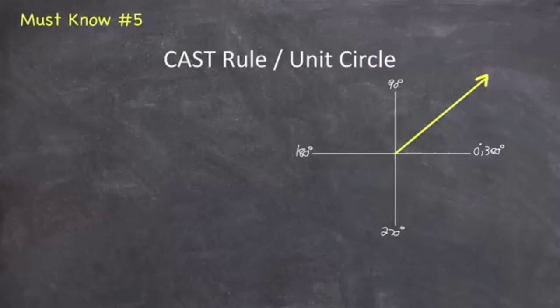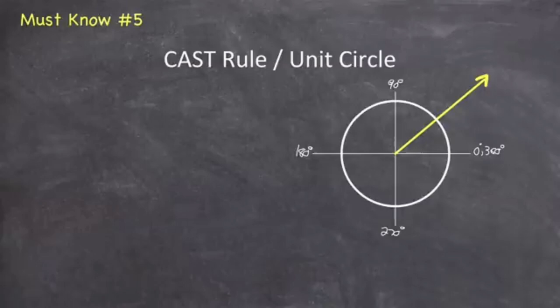Let me show you by drawing a circle that has a radius of 1. And I should also mention that this unit circle, whose radius is 1, is centered at the origin. Now, this yellow terminal arm has rotated some angle theta. So I'm going to label that angle theta. And then I'm going to construct a right angle triangle inside of this circle.